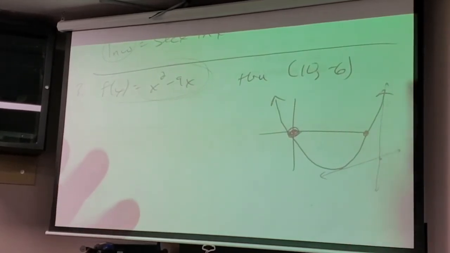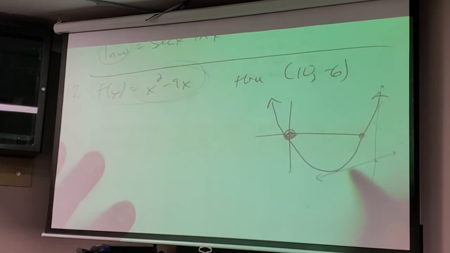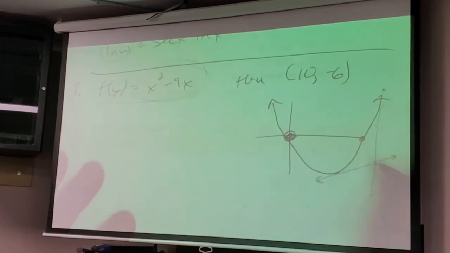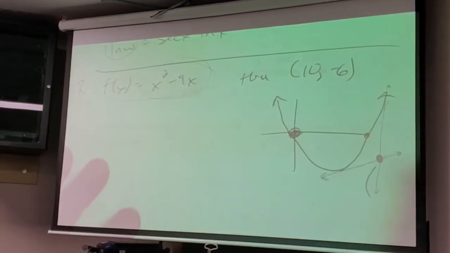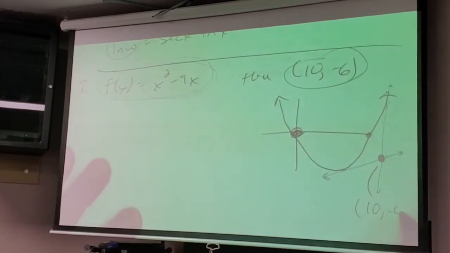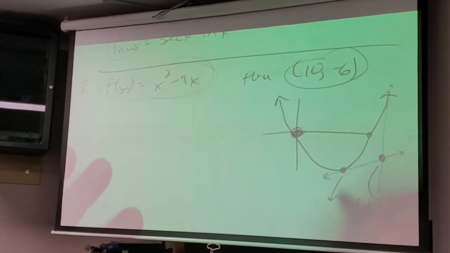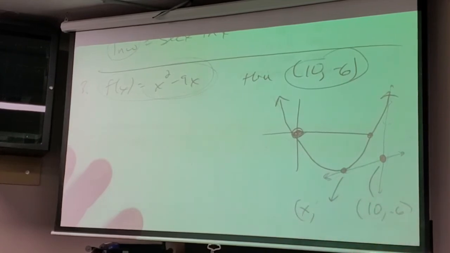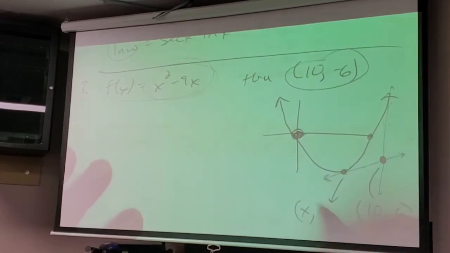Okay, let's just focus on one. Let's just focus on this guy. What's the slope of this line? And I love it. This is where you guys are like, I don't know. What point is this? 10, -6. What point is this? X, X squared minus 9x.